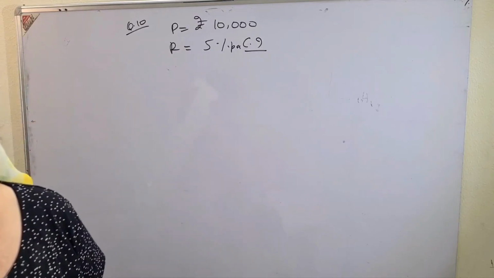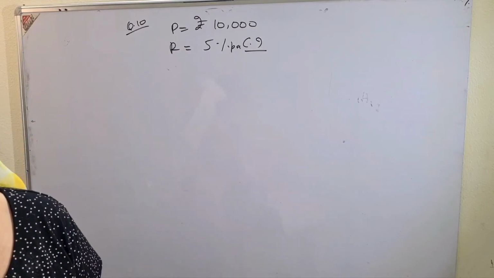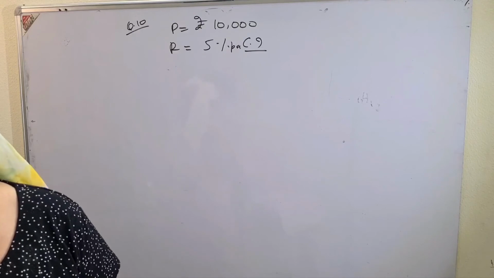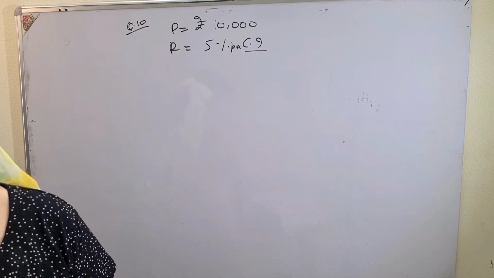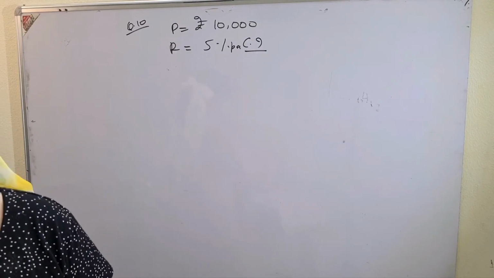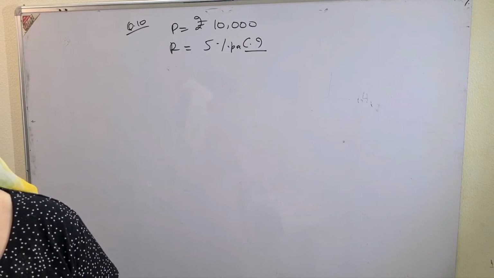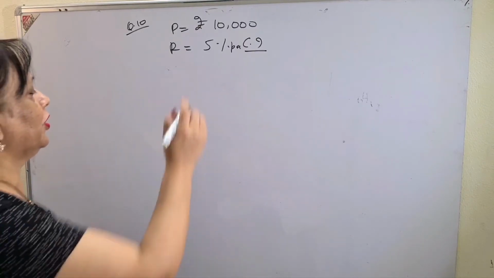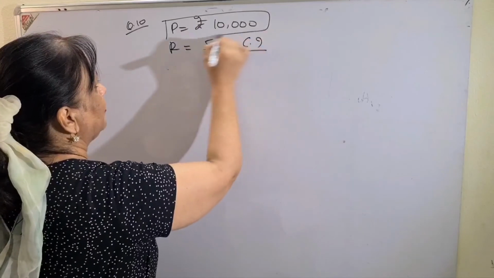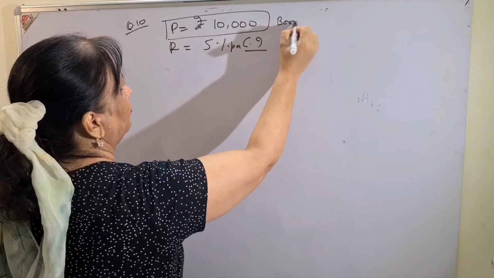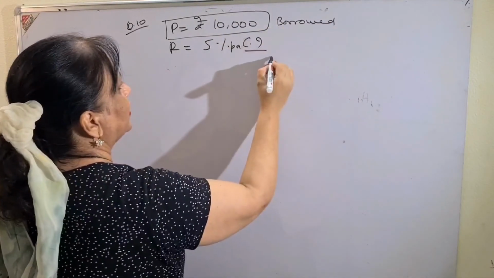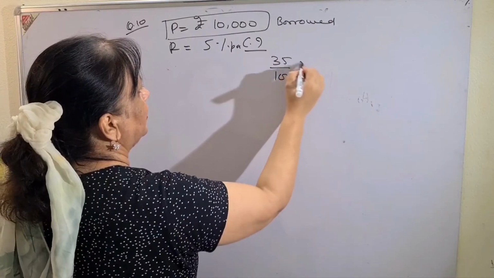He repays 35% of the sum borrowed at the end of first year. Repays 35% of the sum borrowed, children. Borrowed means he borrowed. Principal is always borrowed. Be careful about it, borrowed. I'm again writing it. 35% of the sum borrowed.